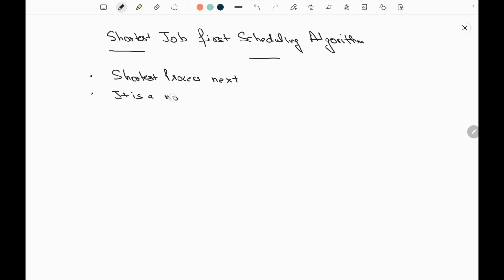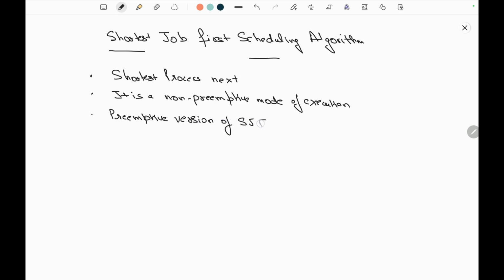It is a non-preemptive mode of execution. Okay. However, there is a preemptive version. So the preemptive version of shortest job first is known as shortest remaining time first.